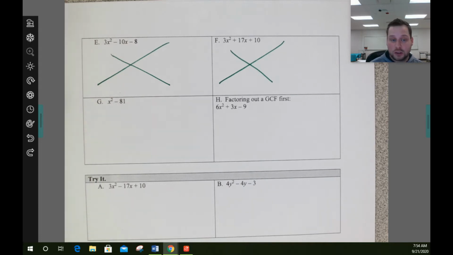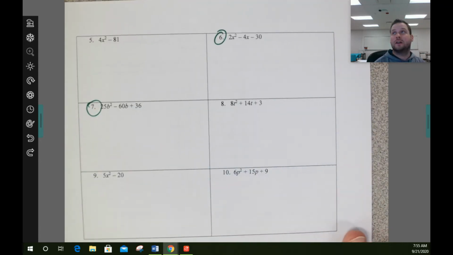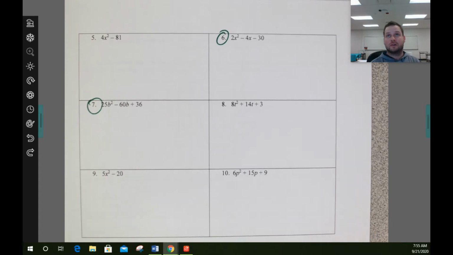So if you're someone that struggles, you should probably be doing these, and then ask for help. Okay. I'll help you out on them. Going to page 26. There's 2 on this page I want to look at. I want to look at number 6 and number 7.